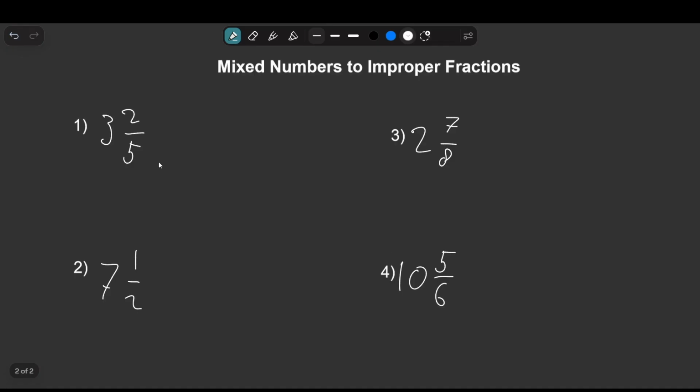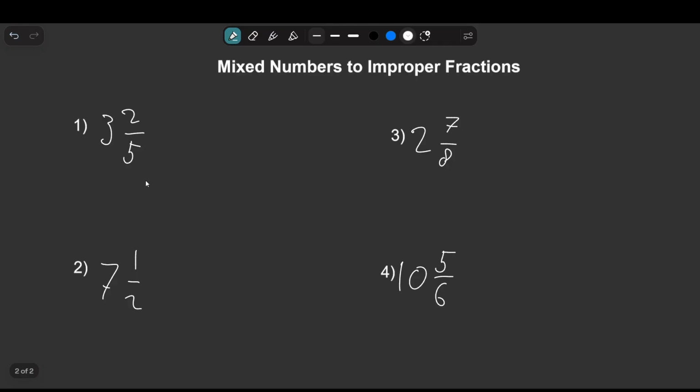We have 3 2/5 here for number 1. We're going to change that to an improper fraction. So what we need to do is, I call it the C method. The C method I'm going to show you guys, and it's very easy. So we're going to start at the bottom here.